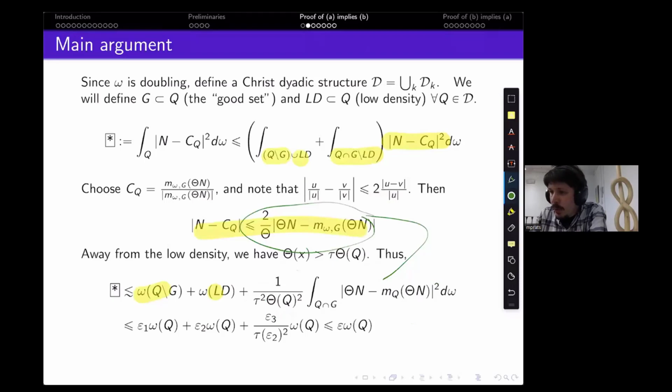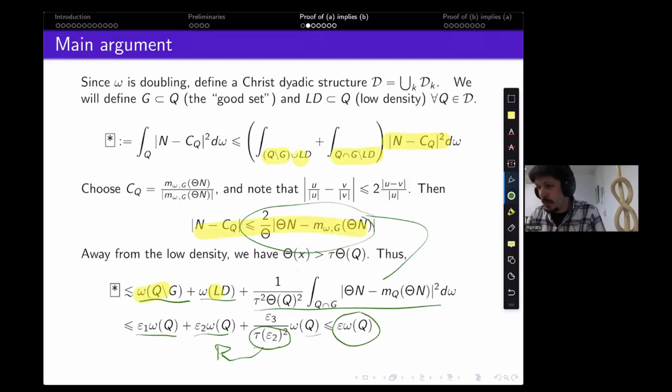And at the end, we need to control this by epsilon times omega of Q, this plus another by another epsilon times omega of Q. And this also by some epsilon, well, tau will remain here, but will depend on epsilon 2, so that we can play around with constants. And putting the constants in an appropriate way, you get that this is smaller than epsilon times omega of Q. That is exactly what you want to show. This tells you that the normal vector has vanishing oscillation with respect to omega.